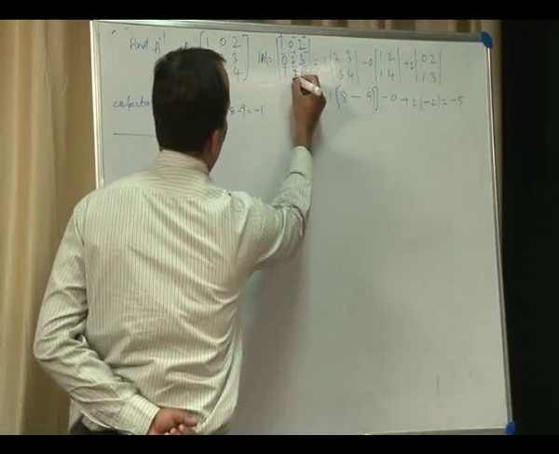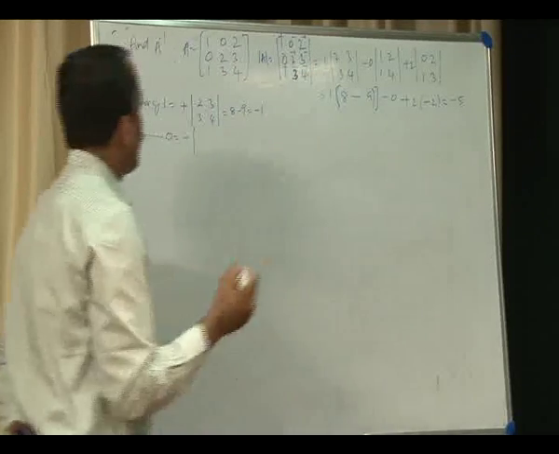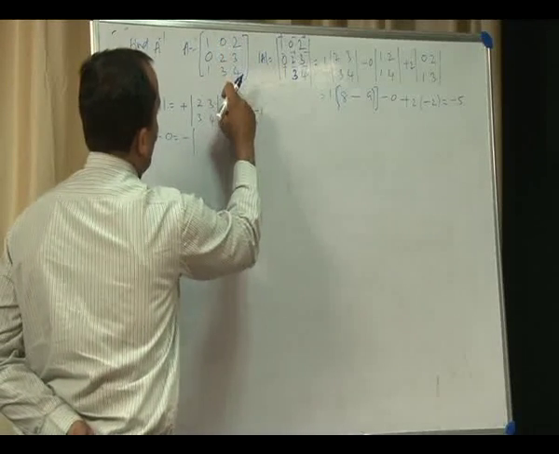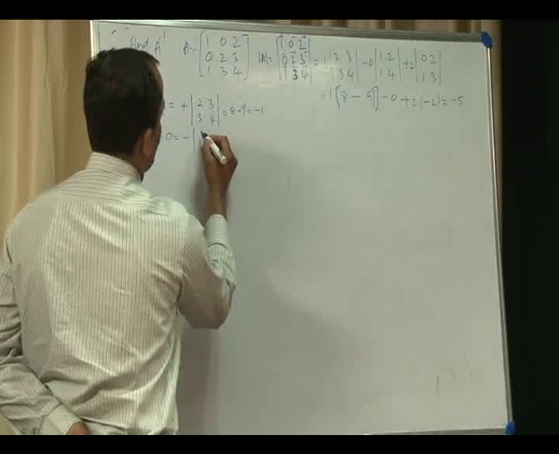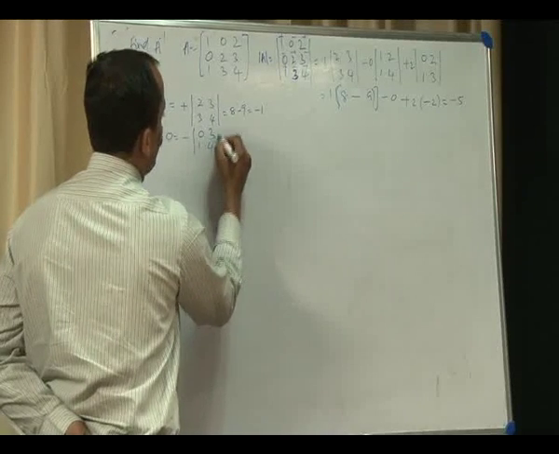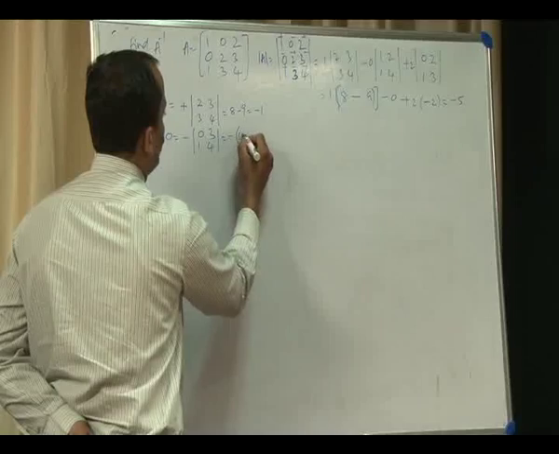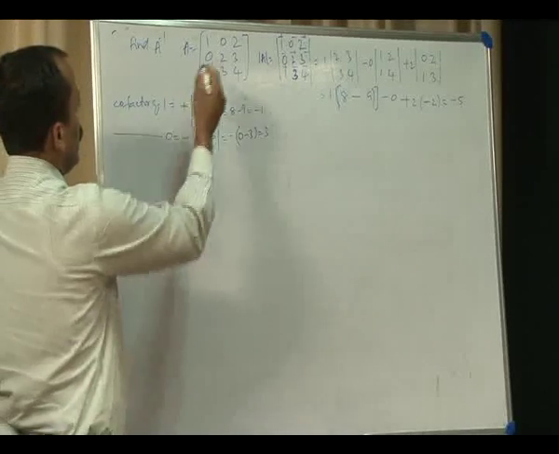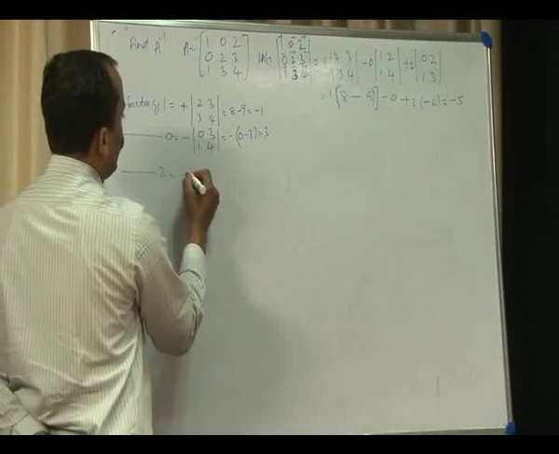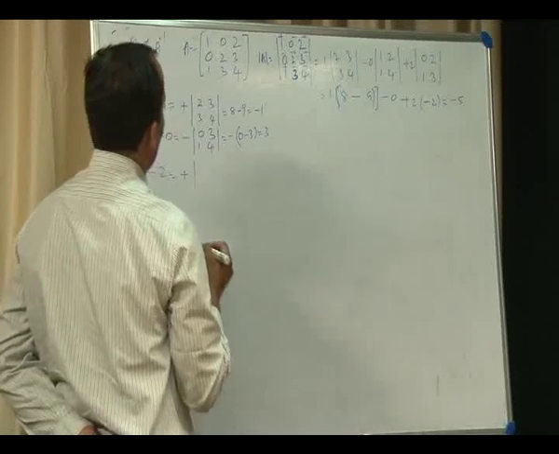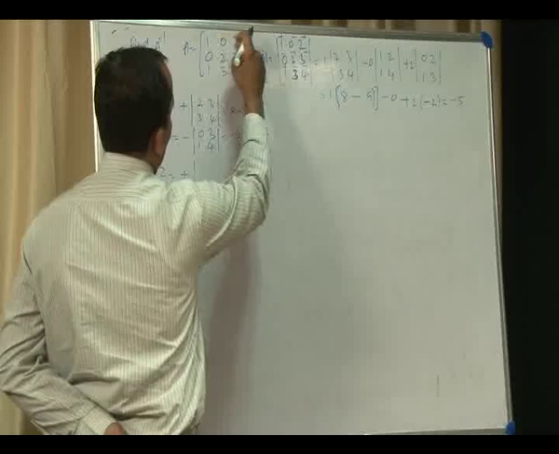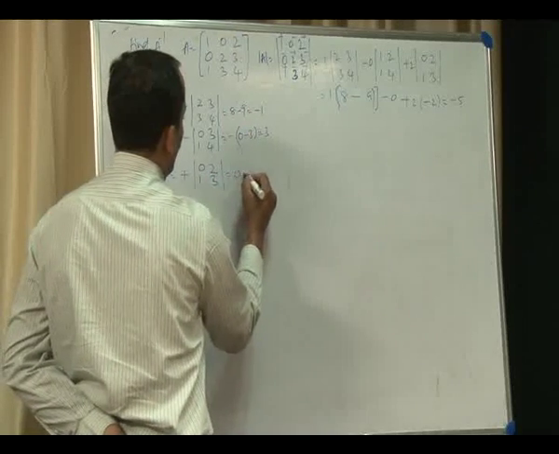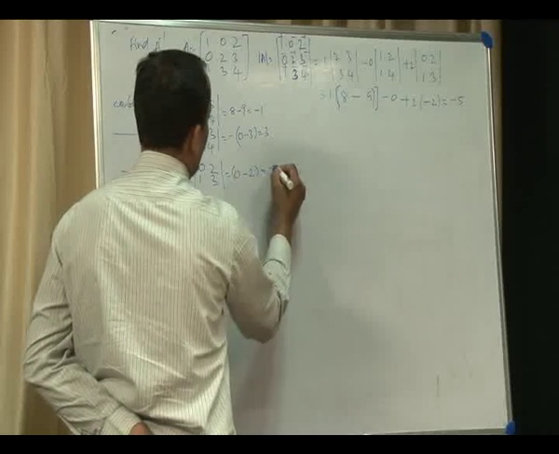Actually, I have not written 3 properly. Okay, fine. Next, the cofactor of 0 belongs to the second column, first row: 0 3 1 4, that is equal to minus of 0 minus 3, that is equal to 3. Next, the cofactor of 2 is equal to plus into, this is first row, third column: 0 2 1 3, that is equal to 0 minus 2, that is equal to minus 2.